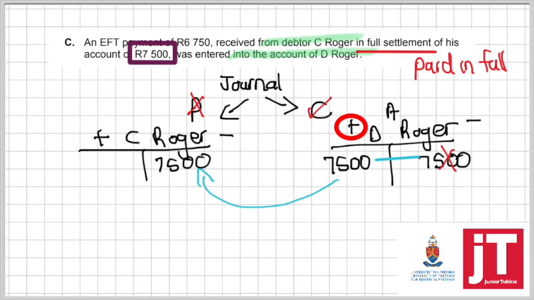So now we've correctly taken that EFT payment to C. Roger to show that he has settled his account. He paid it in full, which means he owes us 7,500 less.